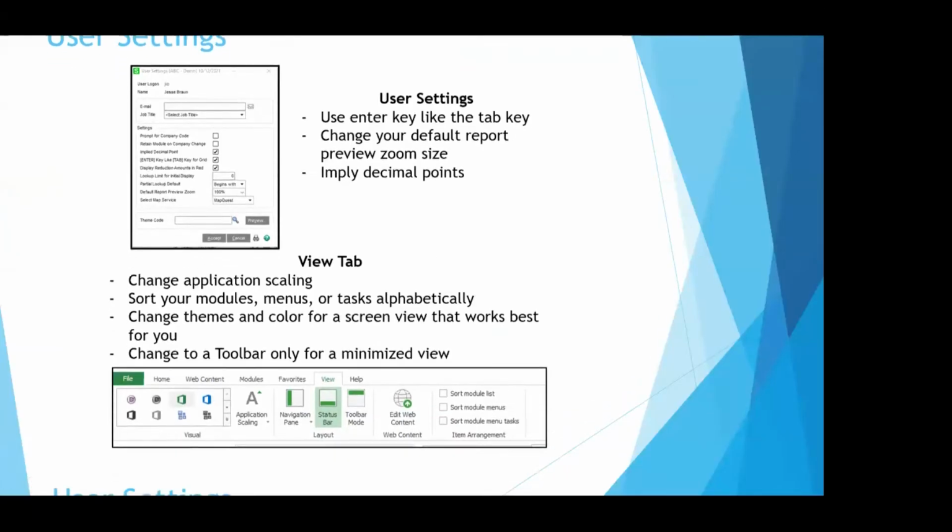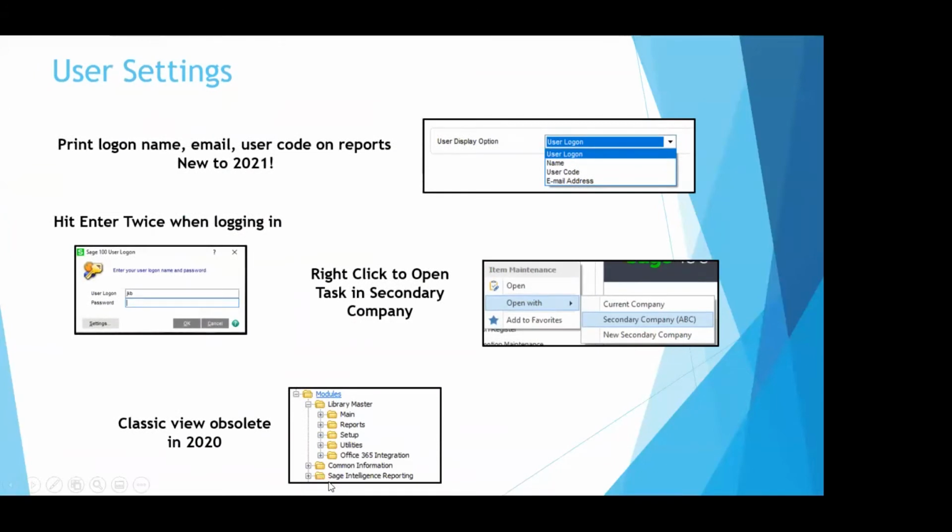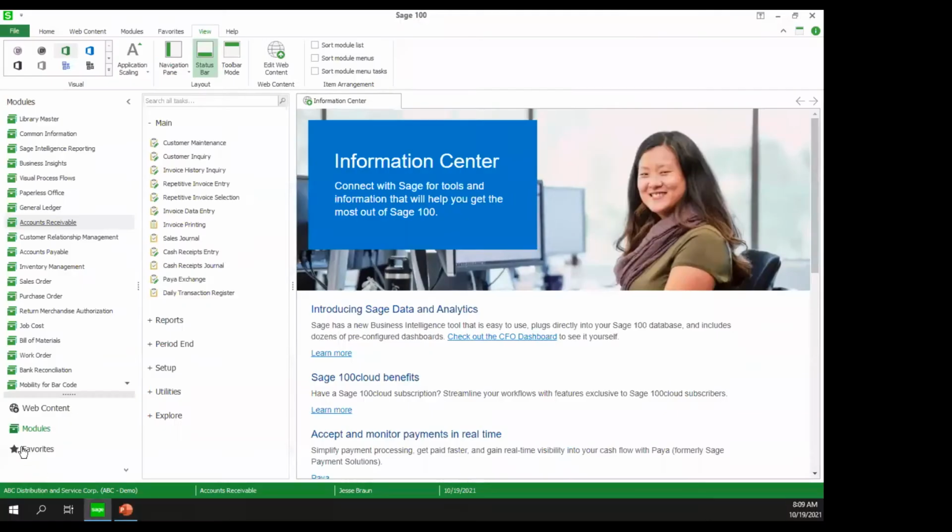All right. So here's where we start to look at some of the cool 2021 features, as well as just some goofy, tiny little tips and tricks. So number one, in the 2021 version, we can now choose what field prints at the bottom of all of our reports to identify our user. So I'm going to show that to you here.